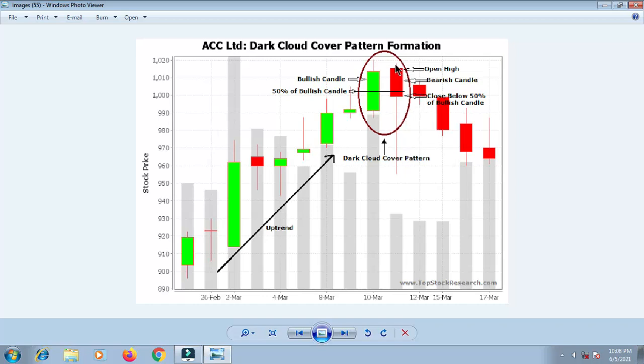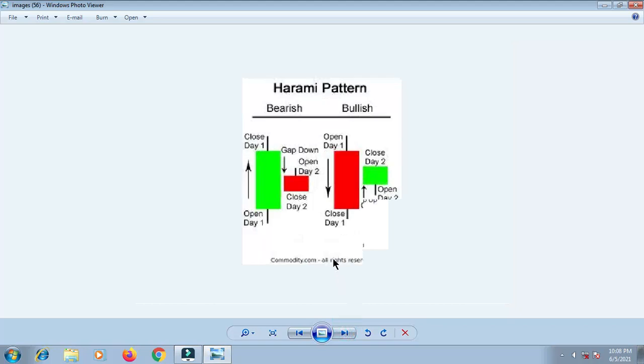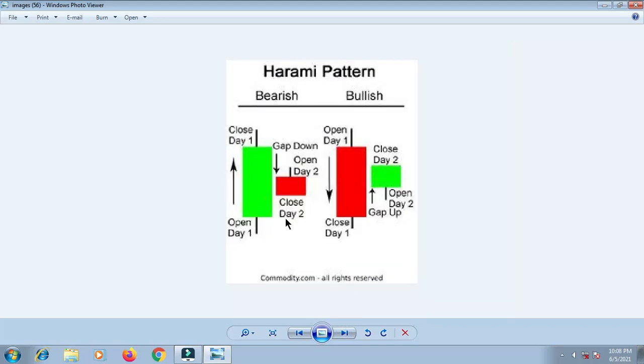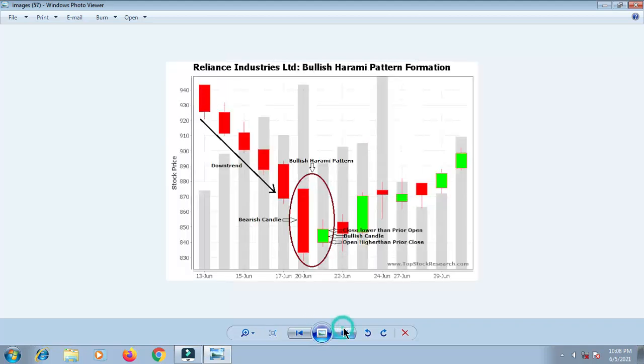Next is the harami pattern. The harami pattern is also called the inside bar. Previously the engulfing pattern was an outside bar, and the harami is called an inside bar, because see here, this big candle and the next candle is within the range of the previous candle. I'll show you here. Price is coming in a downtrend, with a big red candle, and the next candle is completely within the range of the previous day candle.